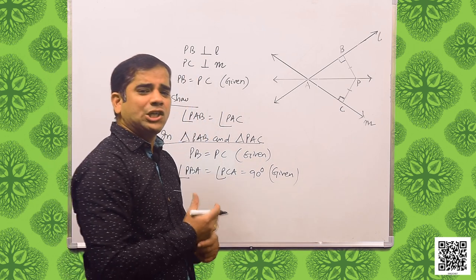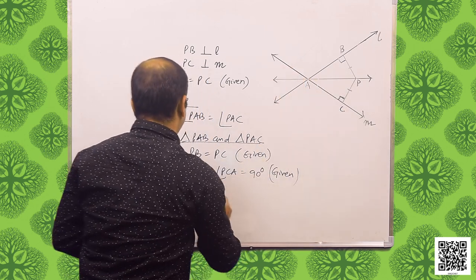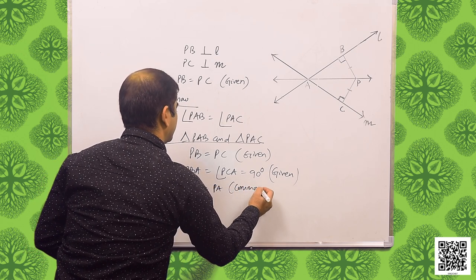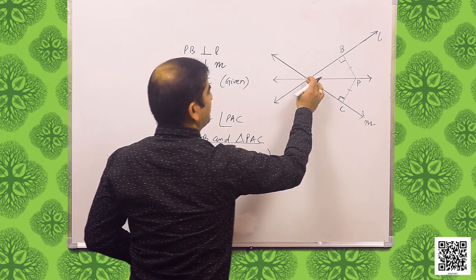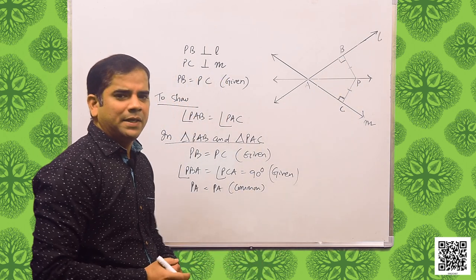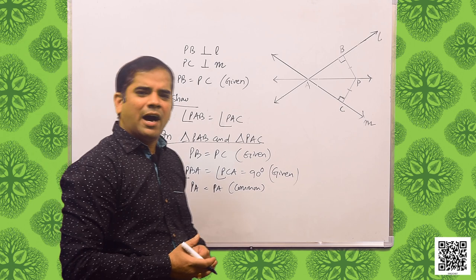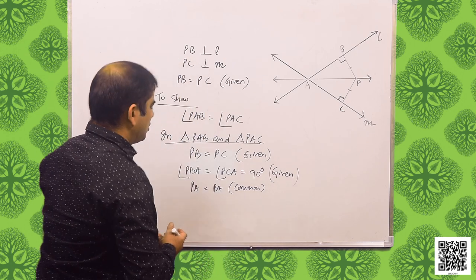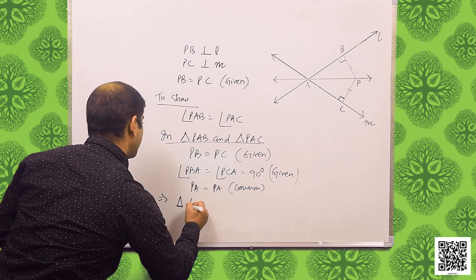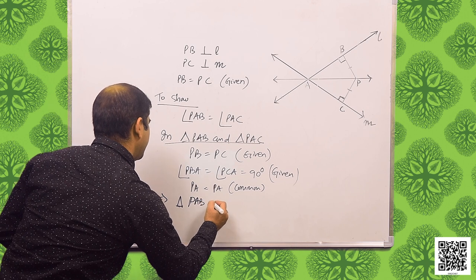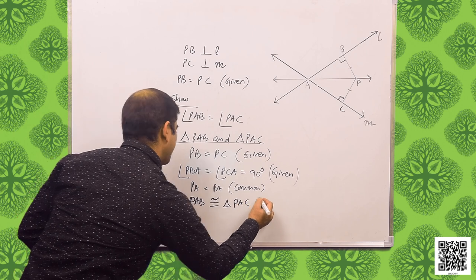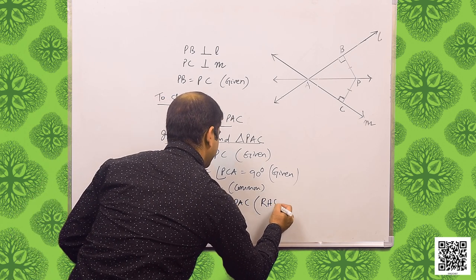Then PA is equal to PA. It's common. So, PA, PB and a right angle, that means we can go for the RHS rule of congruency. That's why it is implied that triangle PAB is congruent to triangle PAC by RHS congruency.